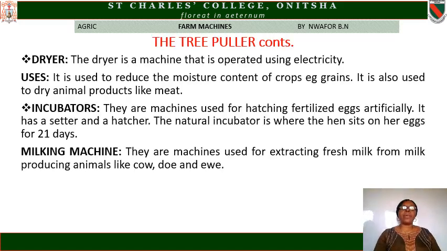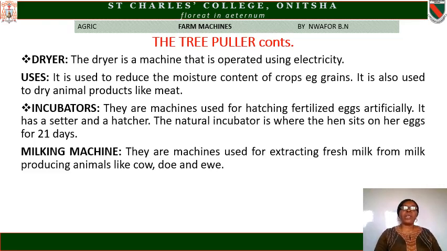Another example of the farm machine is the dryer. The dryer as a machine is operated using electricity. What are the uses?